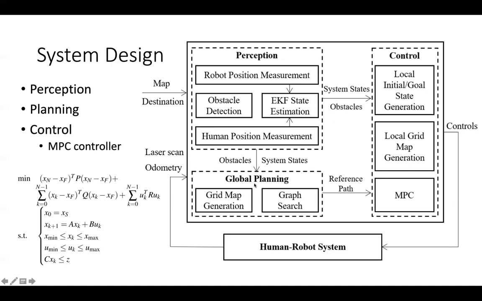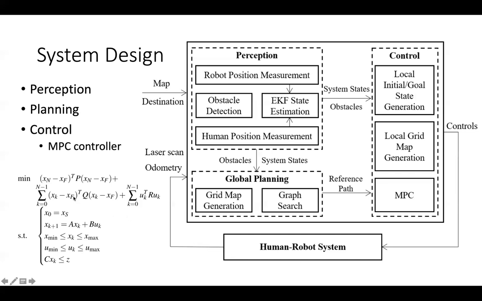And for the planning, it has the laser scan odometry as the input, and it has the system states and obstacles. We have global grid map generation, and we use a graph search based method to generate the reference path. And then all this information goes to our MPC controller. It has a local initial goal state generation and a local grid map generation, which considers the obstacles based on the map. And then MPC calculates the control commands and gives them to the human robot system.